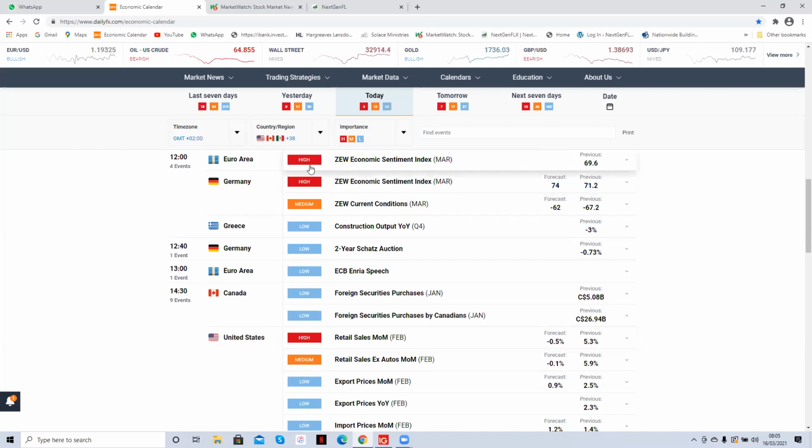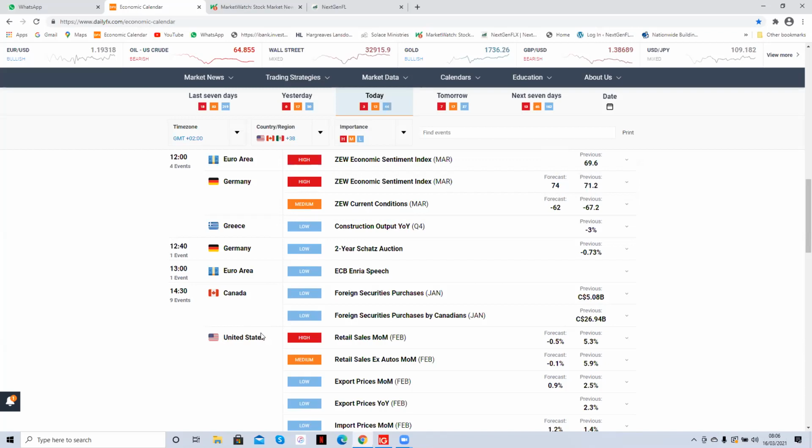Or even if we had, for example, the Euro area inflation rate report at 12, I'd be trading at 12. I won't wait till 2:30. So again, always try to judge which is more important. Today, the US retail sales is more important than the economic sentiment index. So I'll wait till 2:30 before I trade either the Euro-US dollar or the dollar Canadian dollar.